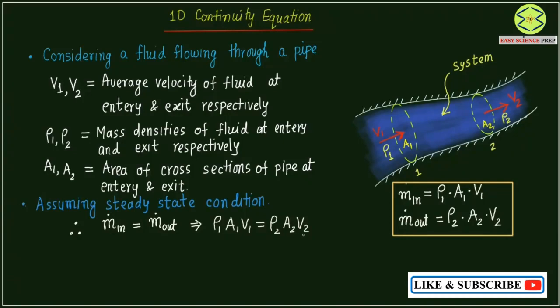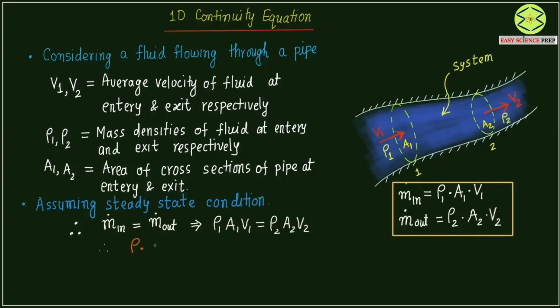So we can say that the mass flow rate at each section of the pipe is going to be the same. Therefore, density into area into velocity is constant at each section. So this equation is the continuity equation in one dimension.